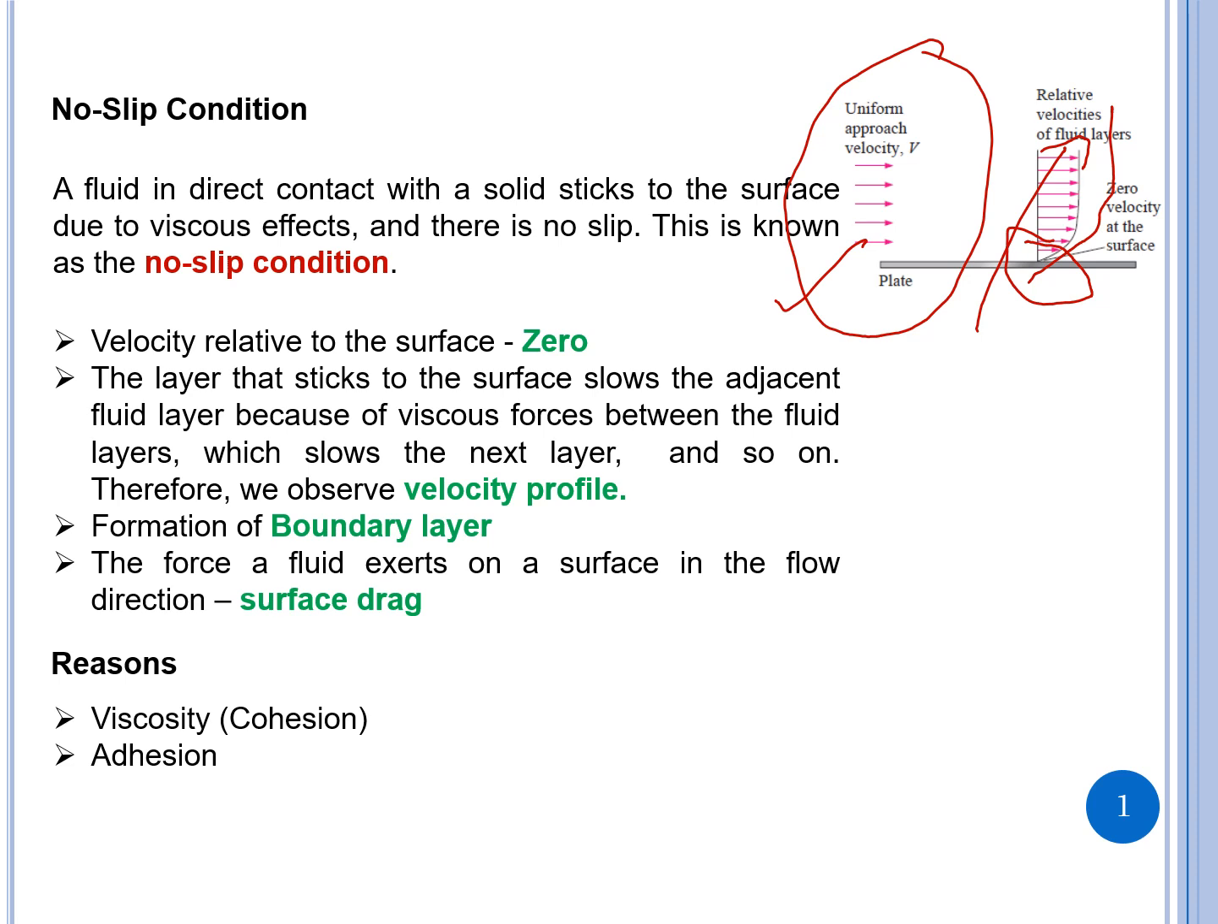So the velocity relative to the surface is going to be zero. The layer that sticks to the surface slows the adjacent fluid layer because of viscous forces between the fluid layers, which slows the next layer, and so on. Now this particular behavior is called the boundary layer effect, and we will discuss the boundary layer in detail in the next classes.